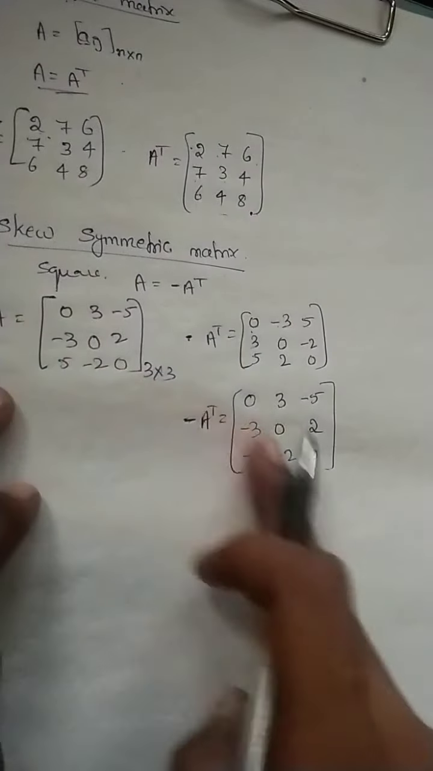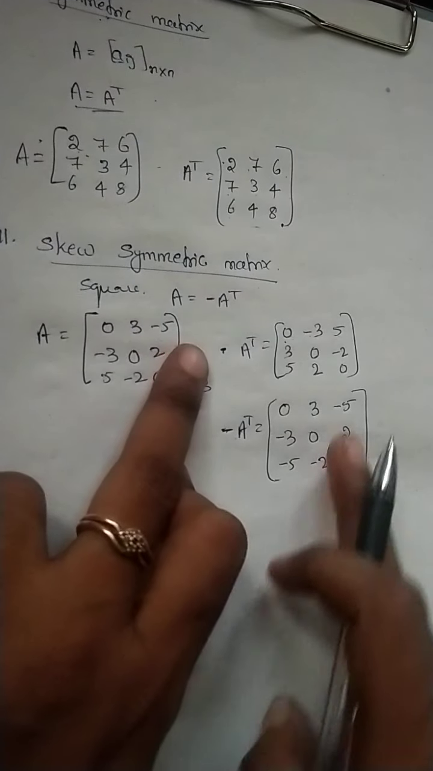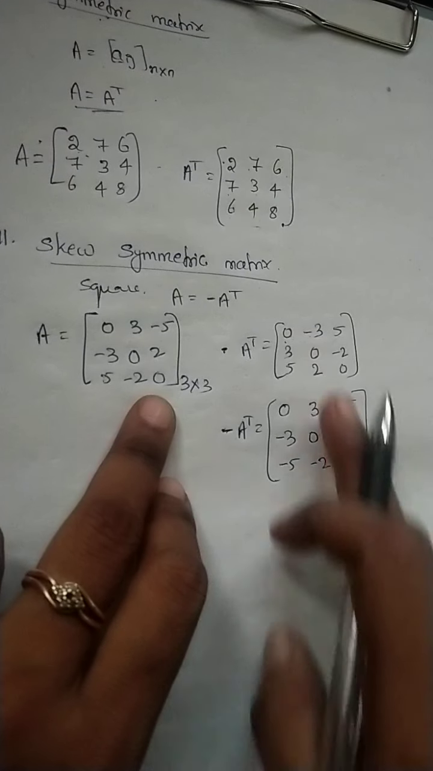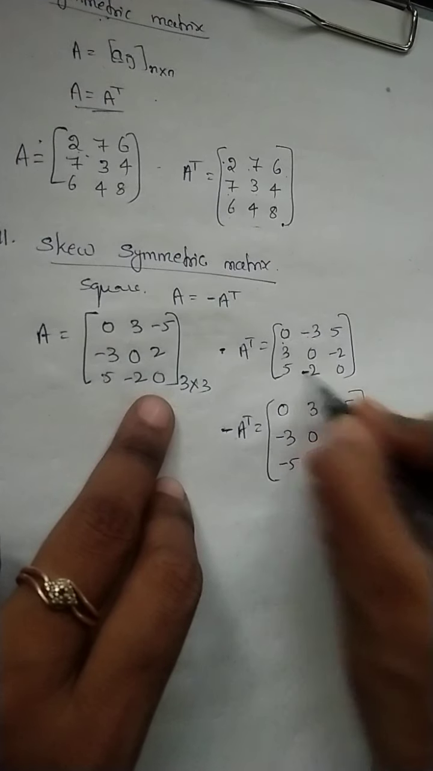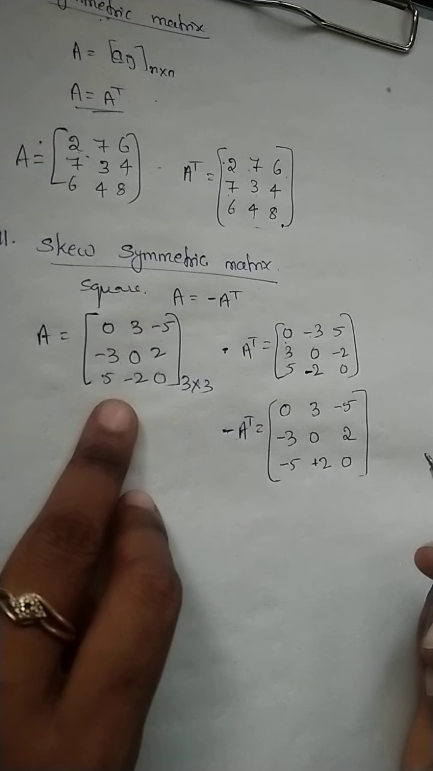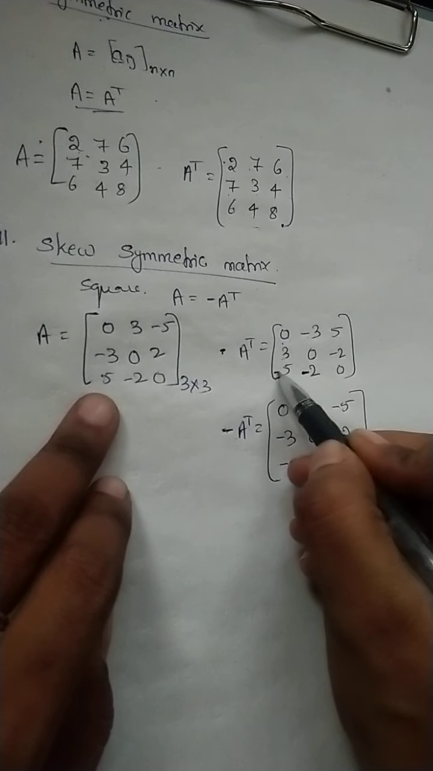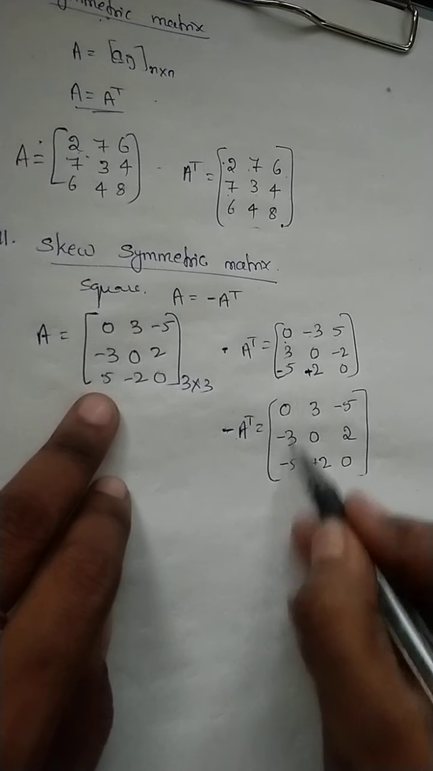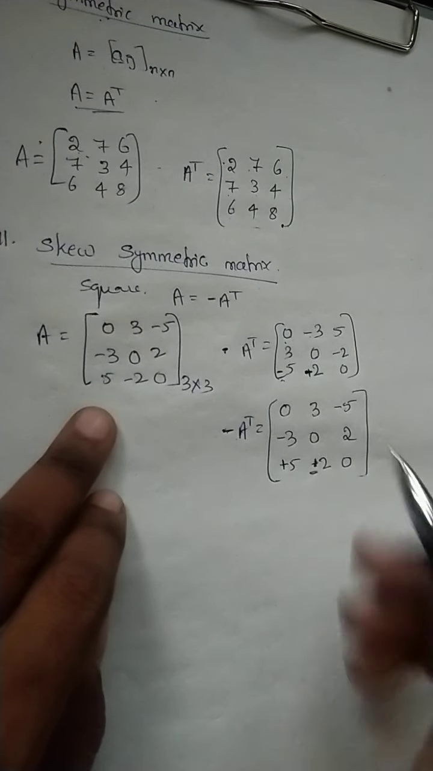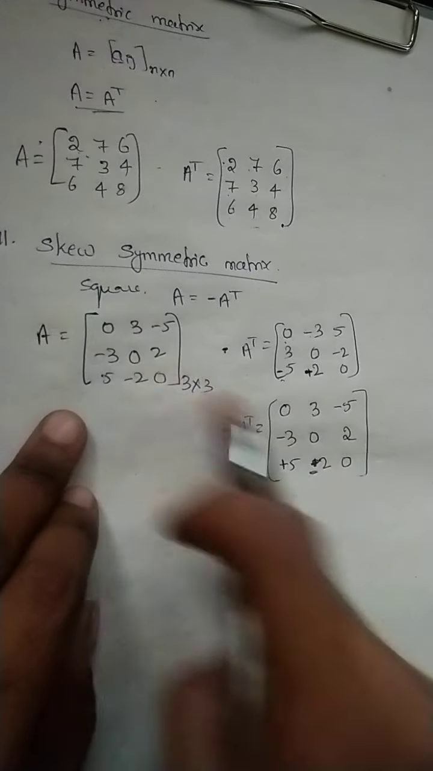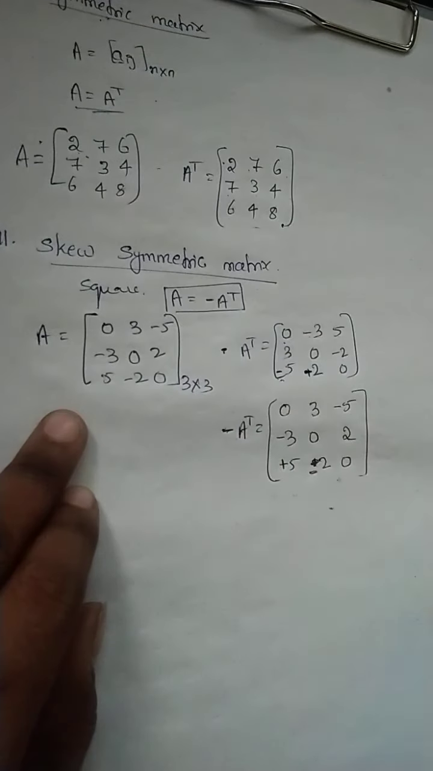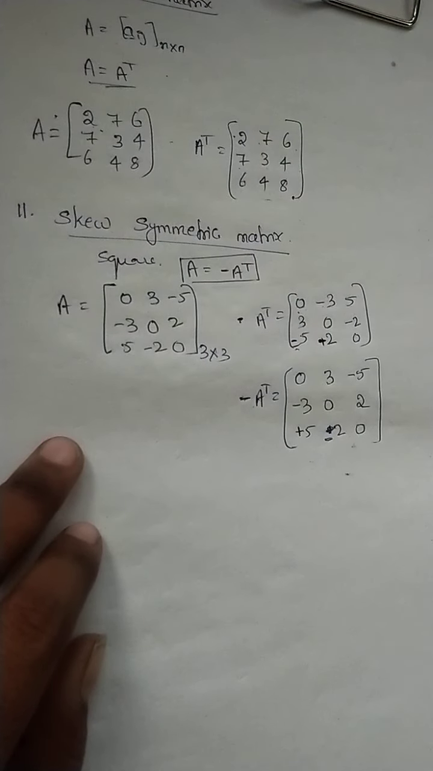So now you see these two matrices are equal. Right? 0, 3, minus 5, minus 3, 0, 2, 5. Sorry, this is minus, this is plus 2. So here minus into minus will be positive 5, and this will be negative. Okay, a little mistake from my side. So when you multiply, these two will be equal like this. If it satisfies this condition, then it is called a skew symmetric matrix.